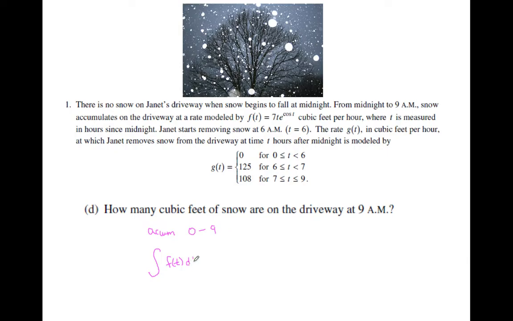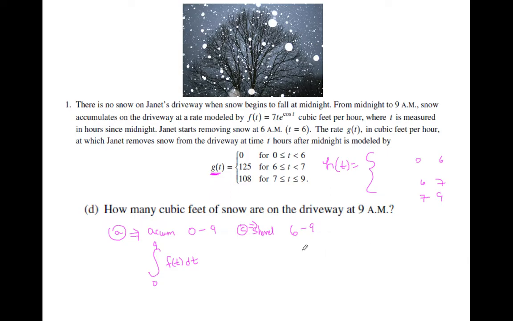Remember in part A, you found there was 142 point blah blah cubic feet of snow after how many hours? Oh, that was at 6 a.m. How did you do that, though? You integrated the snow accumulating function. But for the 142 in part A, you accumulated from 0 to 6. Now they want, gosh darn it, the cubic feet of snow at 9.